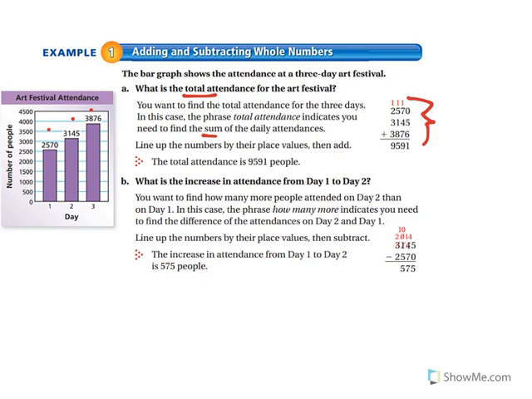And we'll do the same thing here. We do 1 plus 7 is 8, 8 plus 4 is 12, 12 plus 7 is 19. We'll put our 9 down and carry a 1, so on and so forth. Hopefully you remember doing this from last year and probably the year before. And we end up getting a total of 9,591 people. Okay, for part B, what is the increase in attendance from day 1 to day 2?